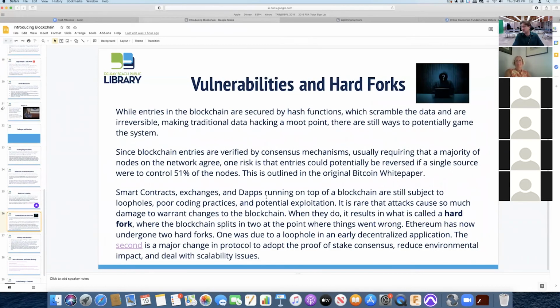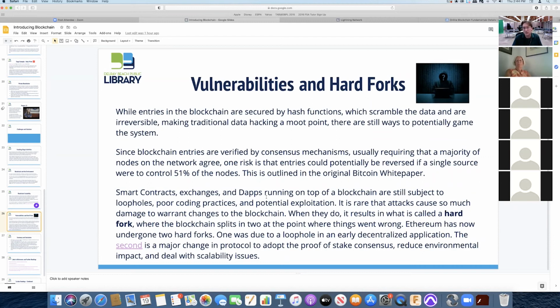Finally, talking a little bit about vulnerabilities and hard forks. While entries in the blockchain are secured by hash functions, which scramble the data and are irreversible, making traditional data hacking kind of a moot point, there are still ways to potentially game the system. This is not a surprise. This was built into the original Bitcoin whitepaper. One of them is the 51% attack.